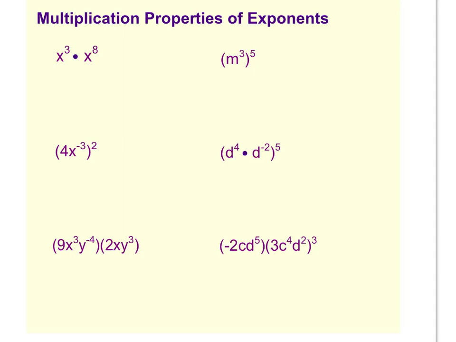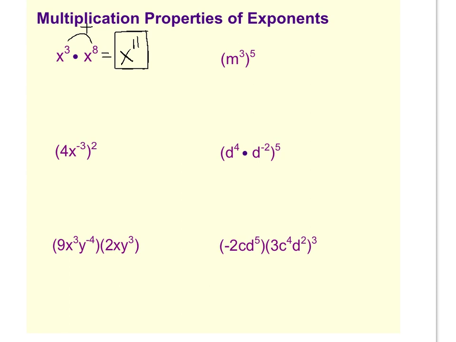Alright, the first one is if you have the base of x and you're multiplying it by another base of x. So what we have here is multiplying of the same base. Our exponent property tells us that we will keep our same base of x, and then as a shortcut we are going to add those two exponents together. So 3 plus 8 is equal to 11. So we have x to the 11th power. So if you are multiplying the same base, you will add your exponents.